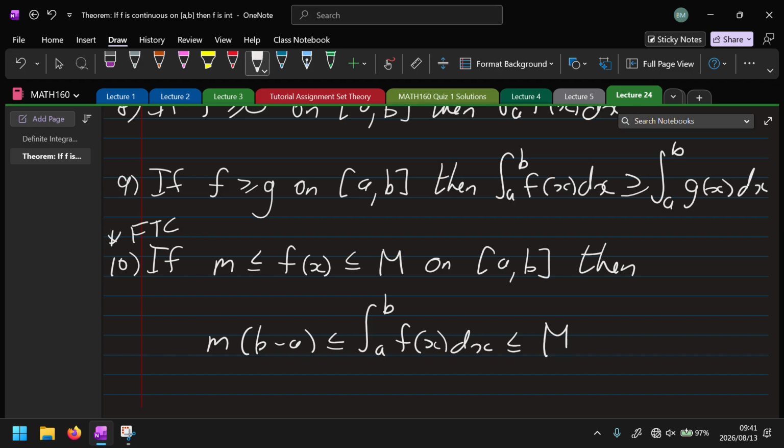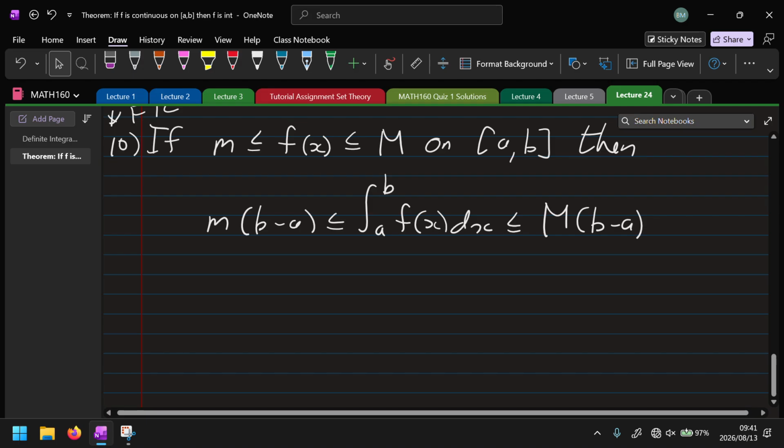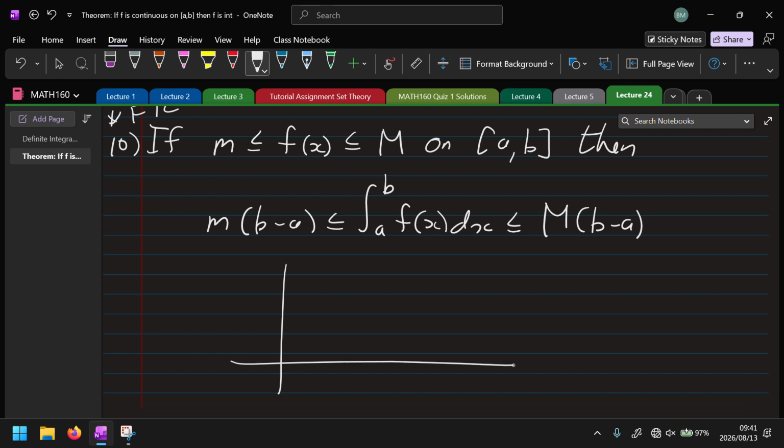Again, capital M, that's the bigger one, times b minus a. Okay, and this comes with a nice picture. Again, it's just a picture, it's not a proof, but it gets the idea. So we got some function f from a to b. So we want to find this area underneath f.